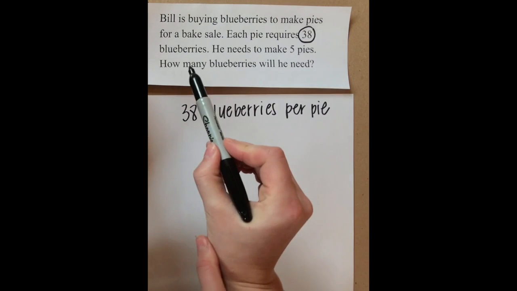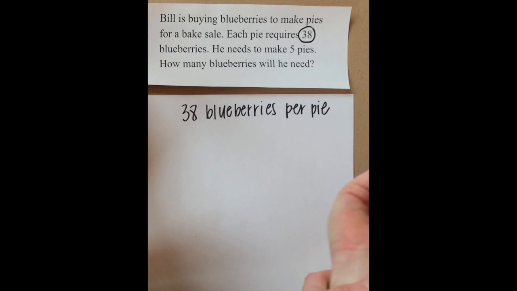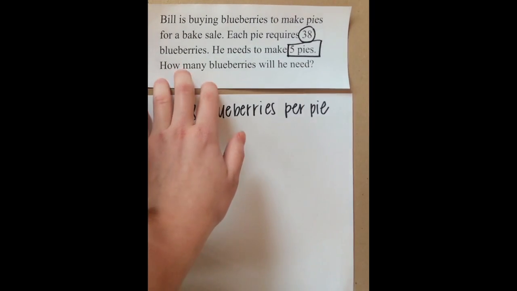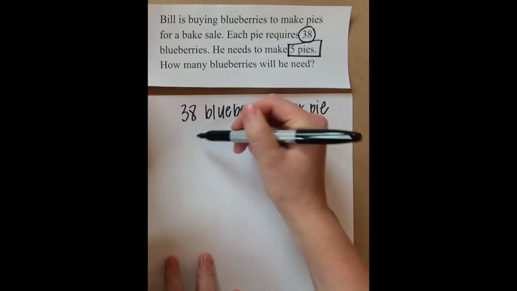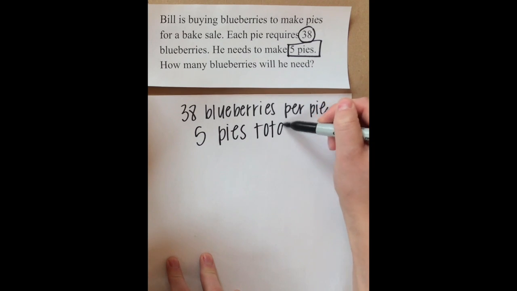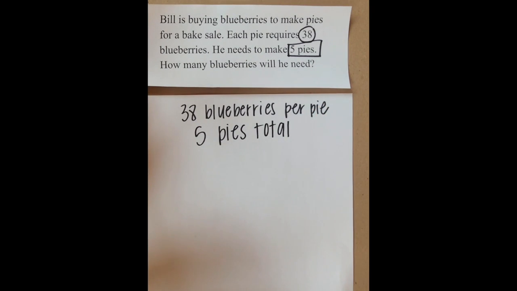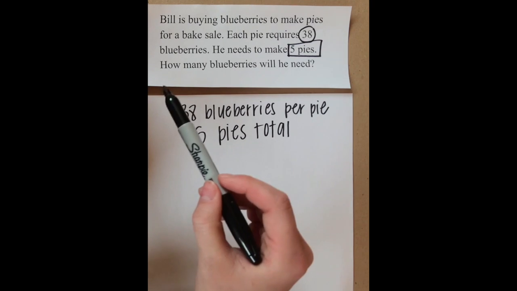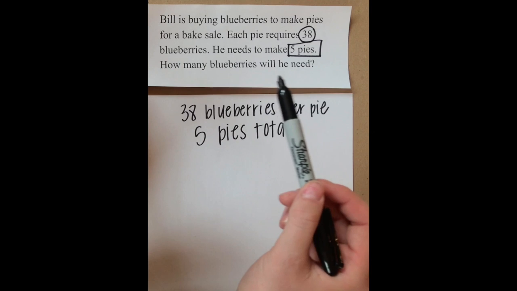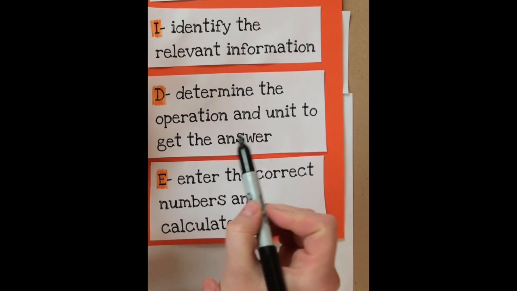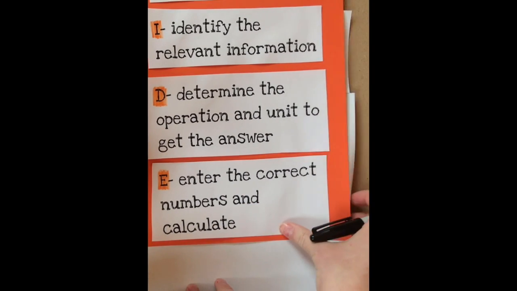Let's keep reading to find more information. He needs to make 5 pies. So this tells us how many pies in total he will need to make. So now, our last part of the word problem is the question. How many blueberries will he need? And this will go into our third step, determine the operation and unit to get the answer.